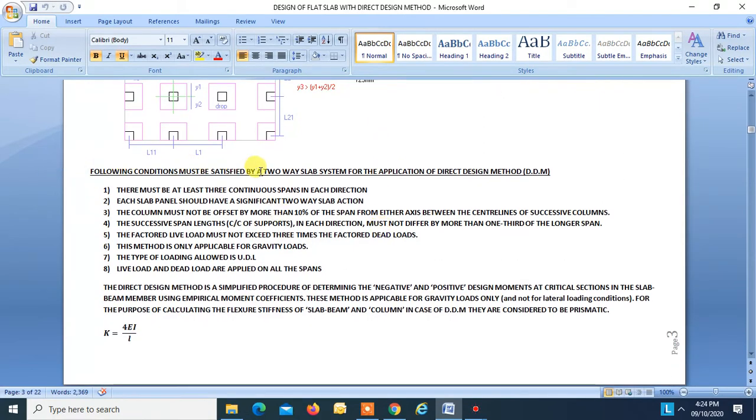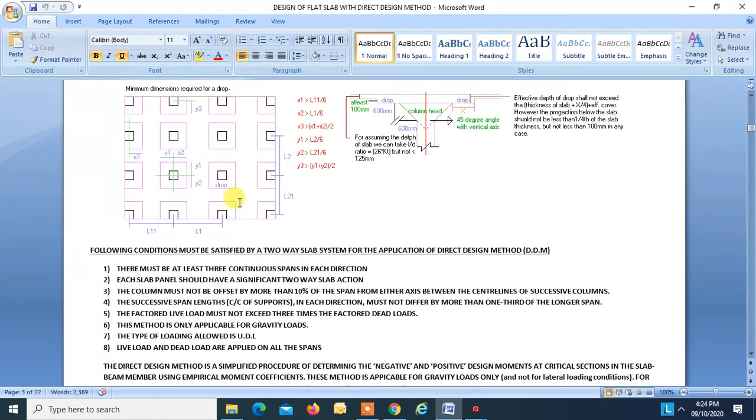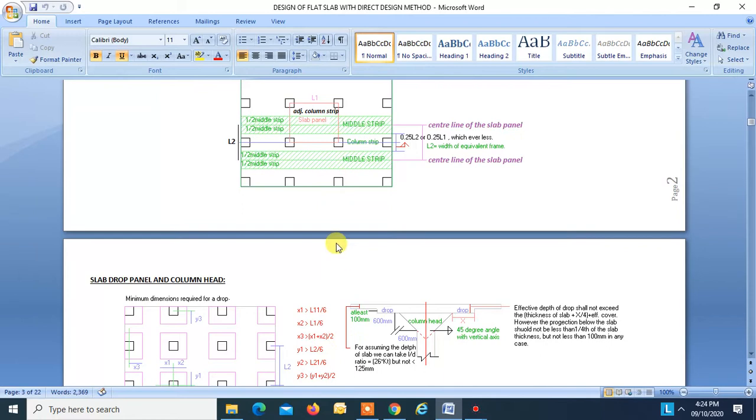The following conditions must be satisfied by a two-way slab system for application of the direct design method. There must be at least three continuous spans in each direction: one, two, three. Each slab panel should have a significant two-way slab action.